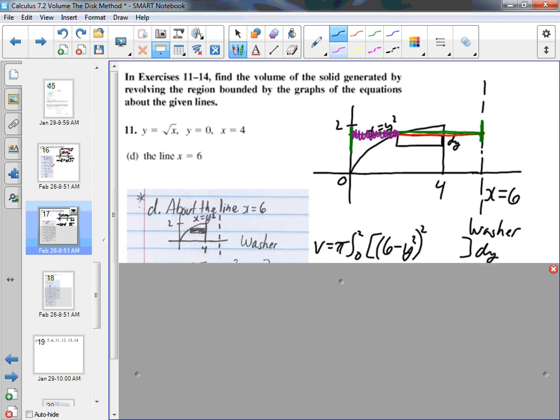Outer radius squared. So I found the outer radius. It's 6 minus y squared. Then I squared. Now, let's stop there for a moment, because I've been doing this for a while, and that tends to get people. Are there any questions on how I came up with that outer radius?